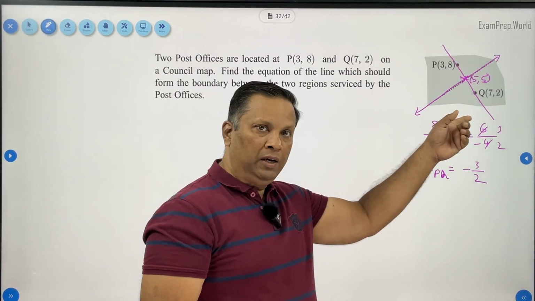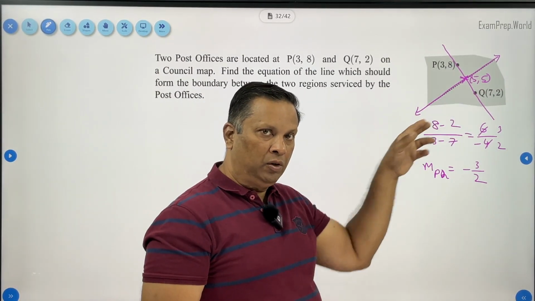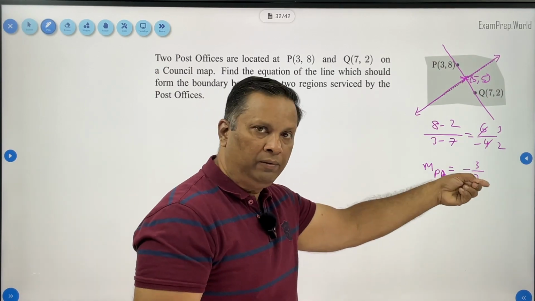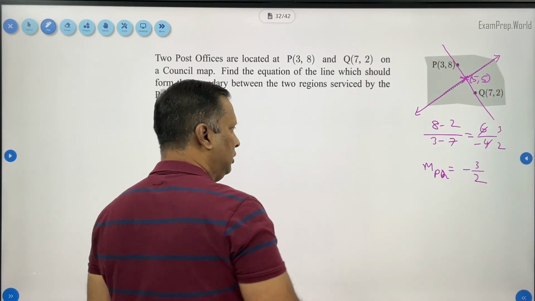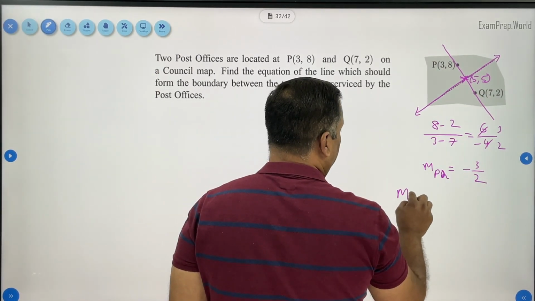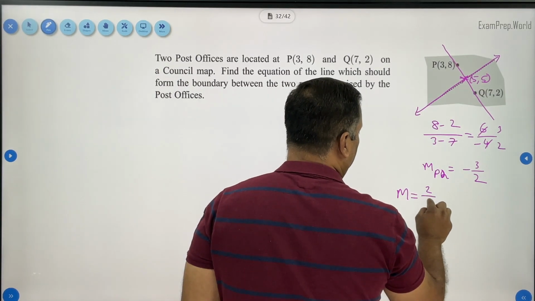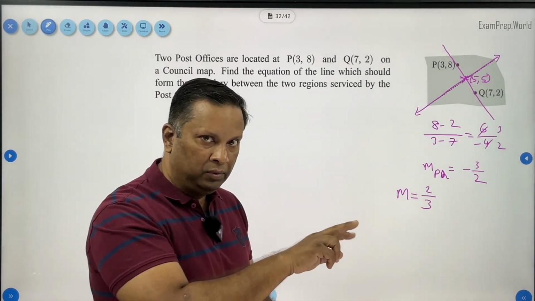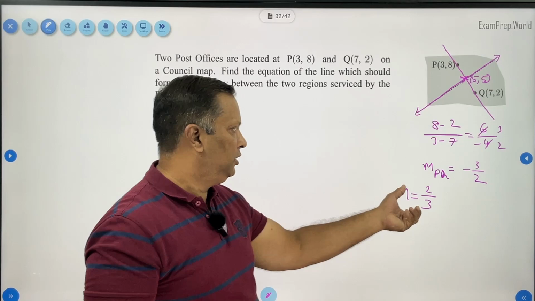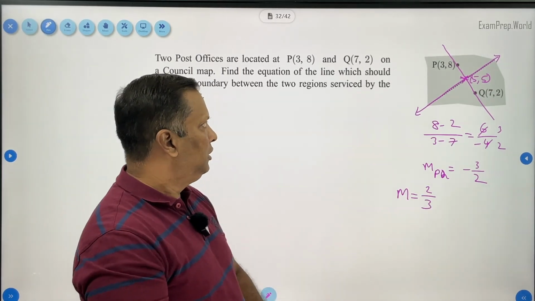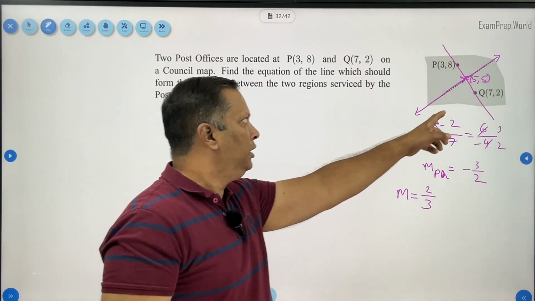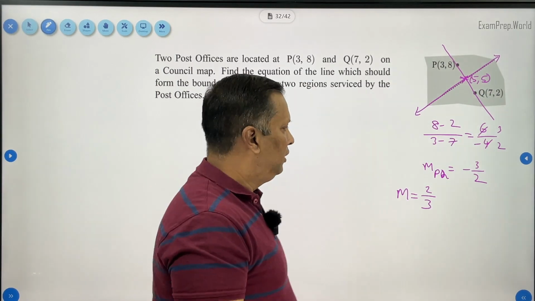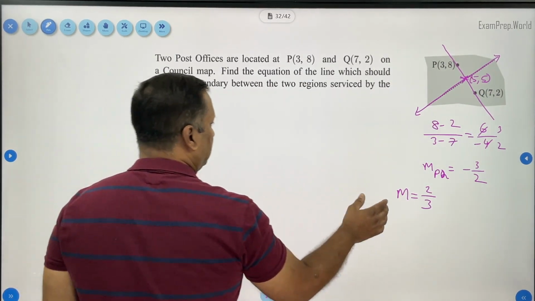So these are perpendicular lines. So what is the gradient of the dotted line? It will be the negative reciprocal of minus 3 by 2. So the m we need is 2 by 3. Reciprocal with symbol change, negative reciprocal. And it is passing through which point? 5, 5.